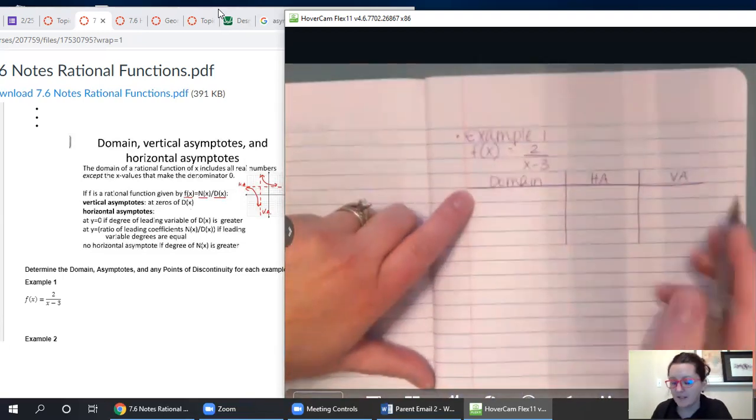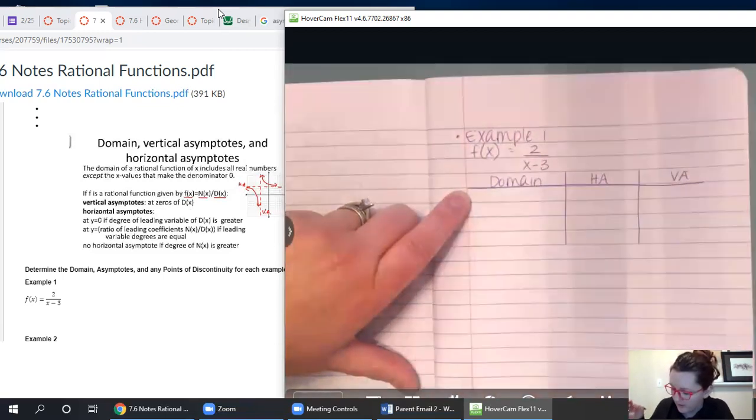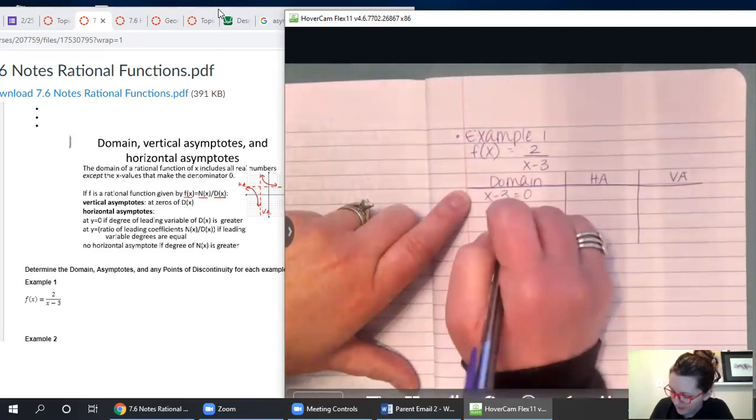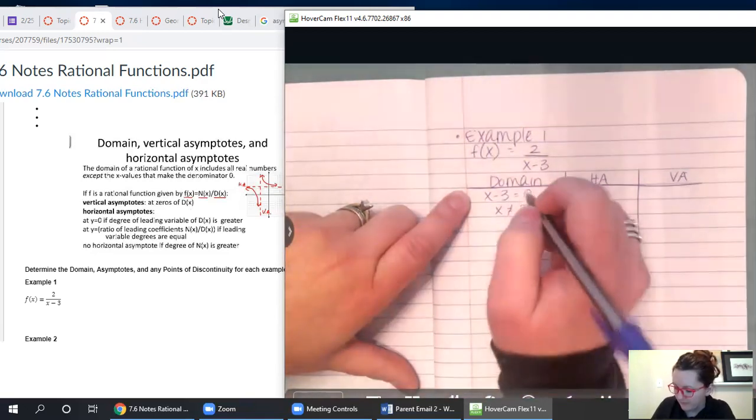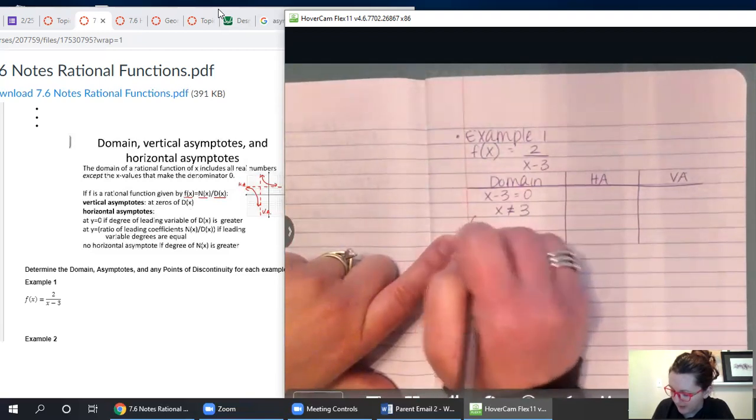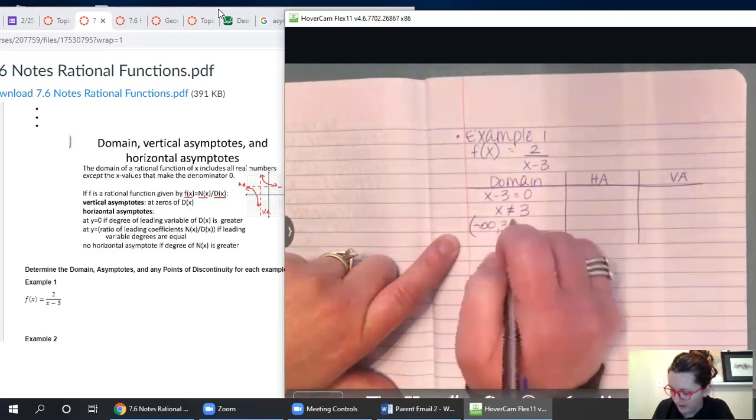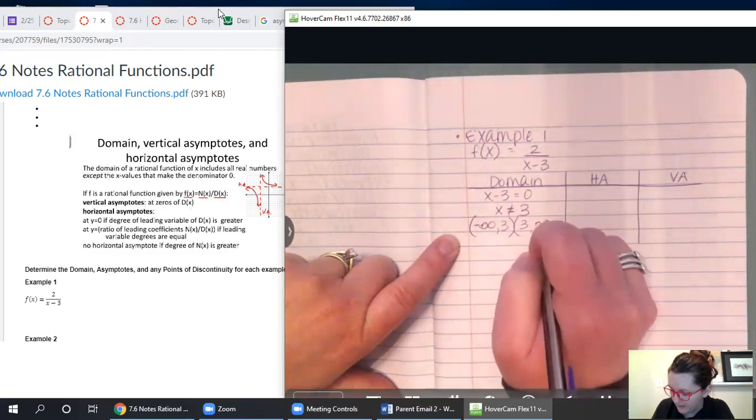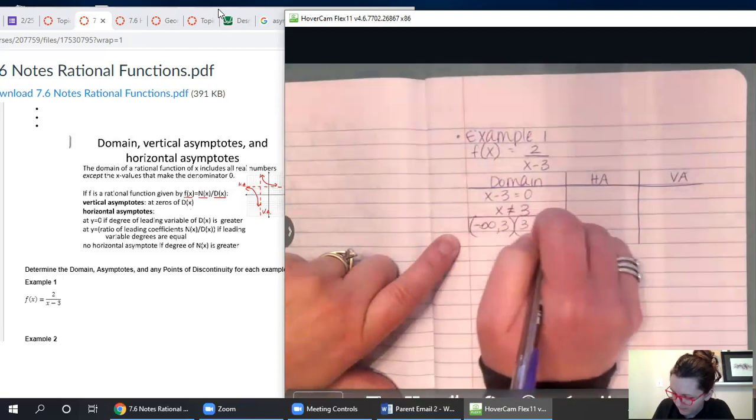So my domain is setting my denominator equal to 0, to see what x cannot equal. So x minus 3 equals 0, x equals 3. So x cannot equal 3. So my domain is going to be negative infinity to 3, cannot equal 3, and then 3 to positive infinity. So that's my domain.